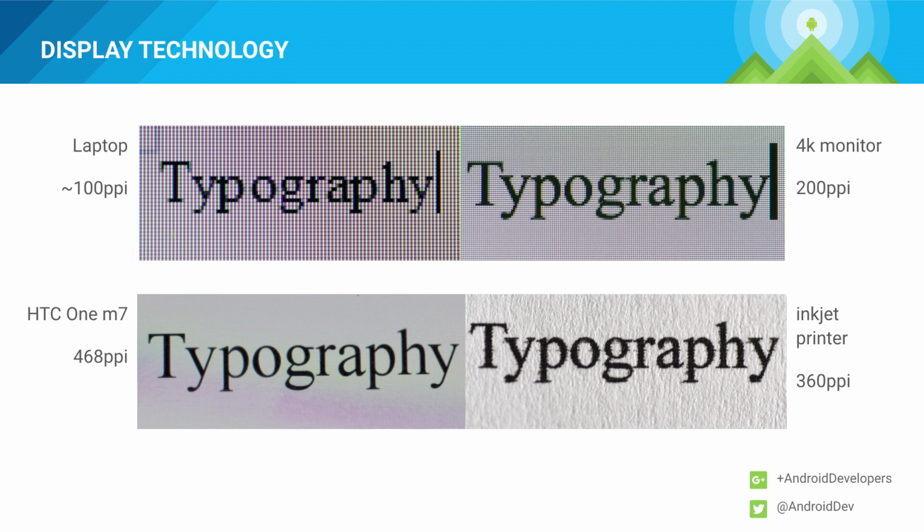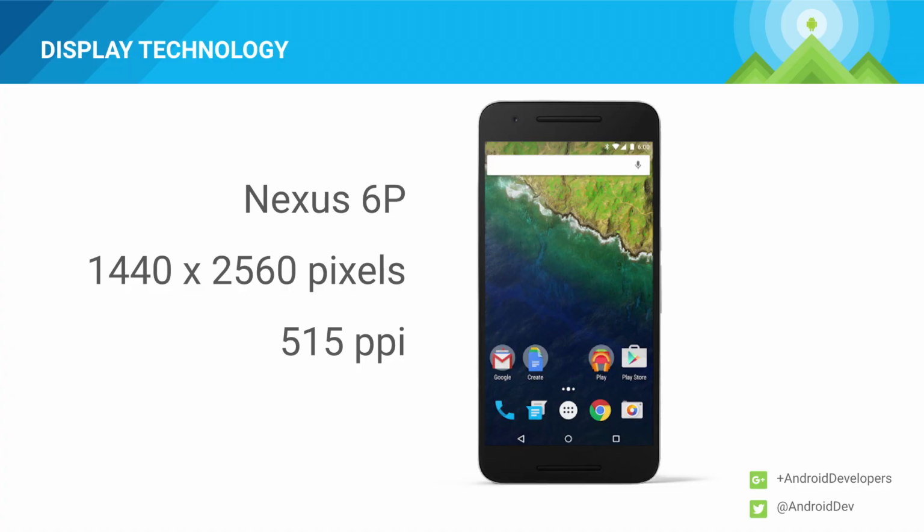So it really enables typography. And all four of these screenshots or captures are of the same 12-point Times Roman. And so this is what we have to work with today. This is our lead device, the Nexus 6P. It's an amazing device, and it has an amazing screen to match the overall device.